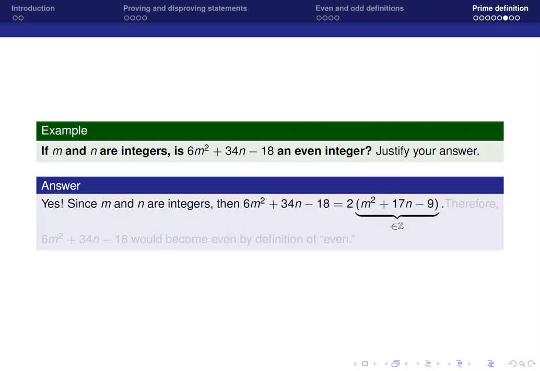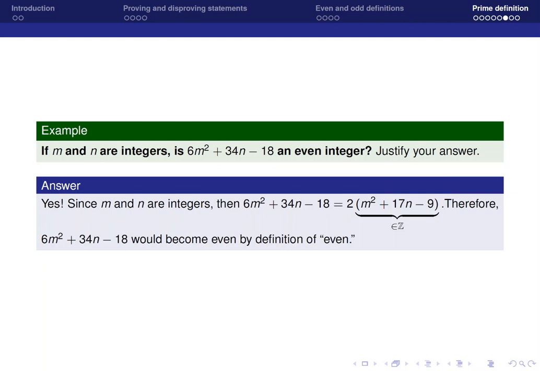And I think this is true because I can factor 2 out of the numbers in the quantity that was given to me. 6, 34, and 18 can all be divided by 2, so the 2 can be factored, and that results in an integer showing up inside the parentheses, which means that 2 times an integer is going to be, by definition of even integer, an even number. So that means that 6m squared plus 34n minus 18 is, in fact, even. So that is basically what we call a short justification.